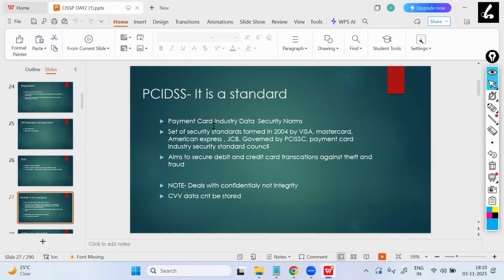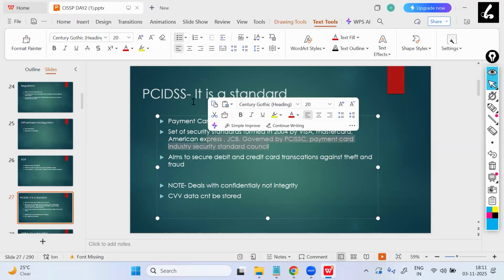Full form is Payment Card Industry Data Security Standard. So it talks about security standards. Do you have any idea about PCI DSS? In outside countries, credit cards are used more than what they are used in India. So PCI DSS is a standard that talks about security standards, formed in 2004 by certain finance giants like Visa, Mastercard, American Express, governed by PCI SSC, the Payment Card Industry Security Standards Council.